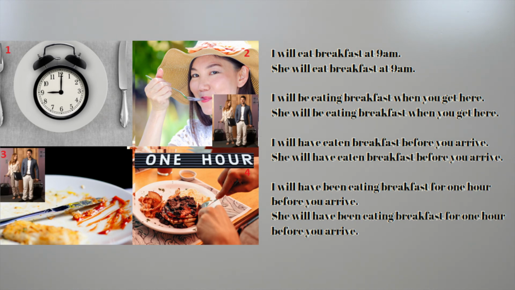And in the last picture, using the future perfect continuous, your sentences would say, I will have been eating breakfast for 1 hour before you arrive. Or, she will have been eating breakfast for 1 hour before you arrive. I hope seeing these 3 aspects together with pictures helped you understand and compare how the different verb aspects in this tense can have very different meanings.